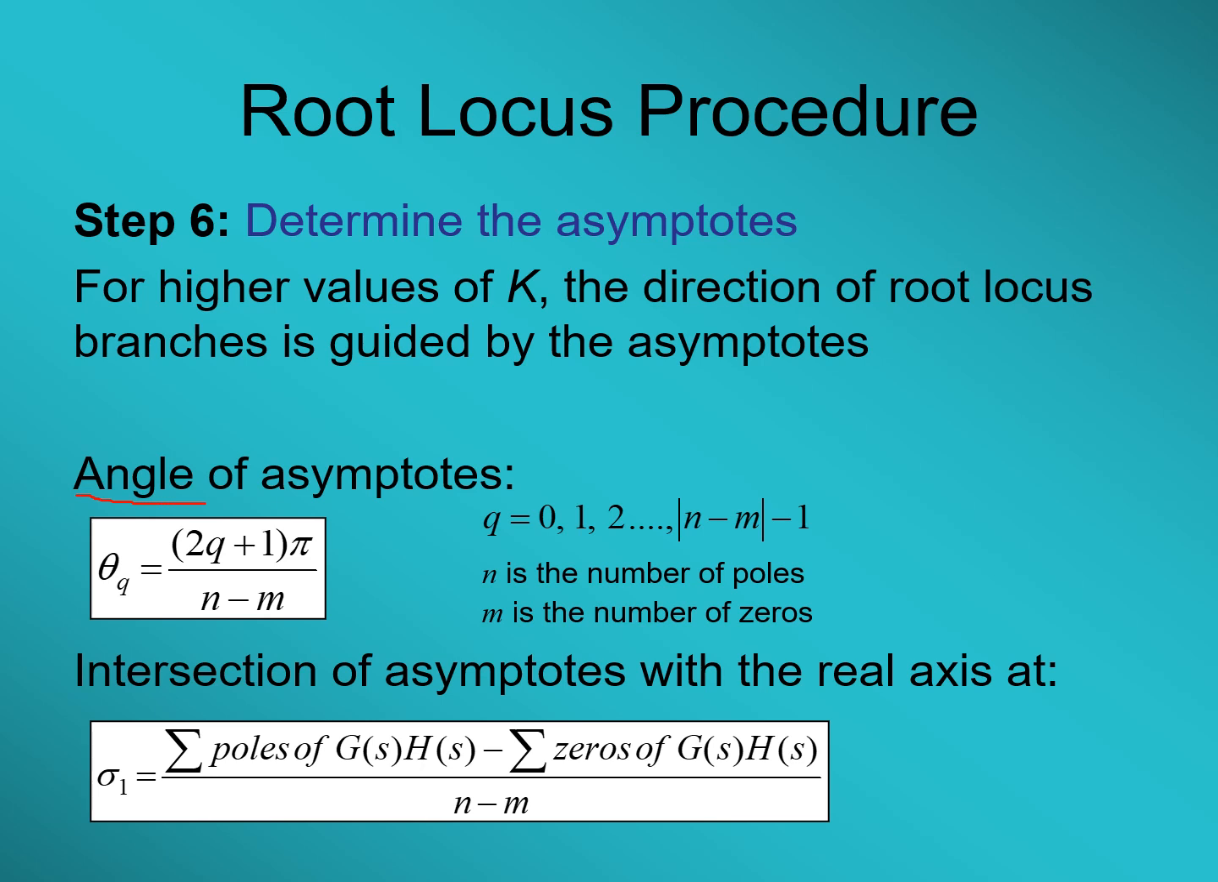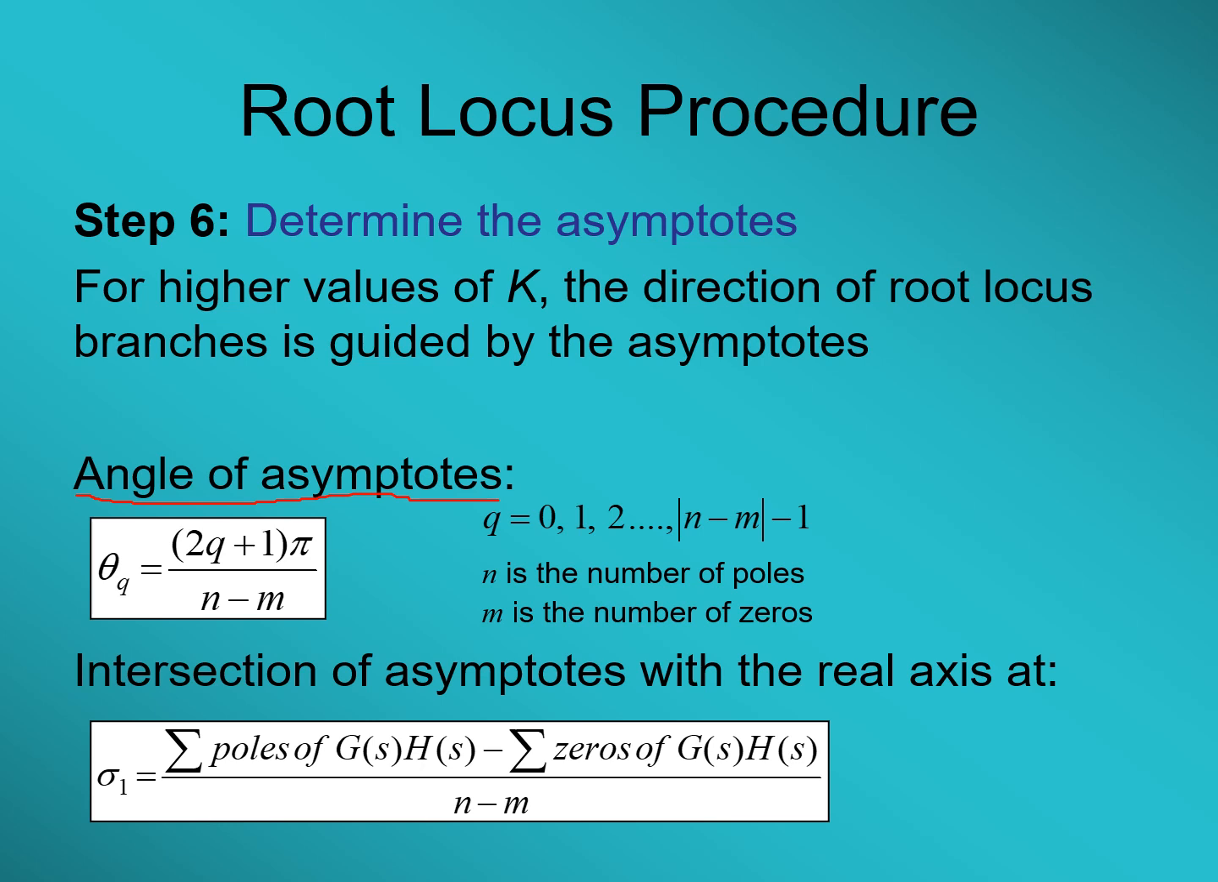The first one is the angle of asymptotes, given by the formula theta q equals (2q plus 1) multiplied with pi divided by n minus m. So what is n? n is the number of poles, m is the number of zeros. Okay, so q is equal to 0, 1, 2 until the modulus of n minus m minus 1.